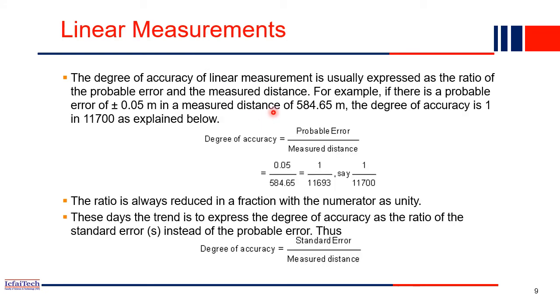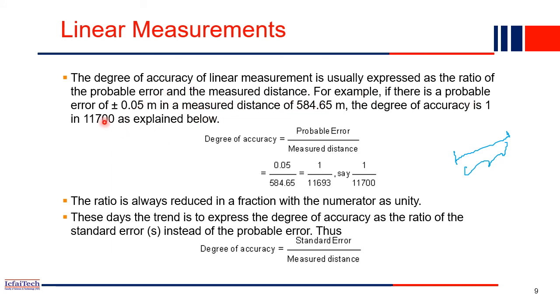Now in linear measurement, meaning distance, from here to here, finding out what the distance is, the degree of accuracy is usually expressed as the ratio of the probable error to the measured distance. Probable error means mu plus or minus, 50%. It is the 50% error, which we call probable error. In the last few slides, we saw that histogram showing how much error there is.